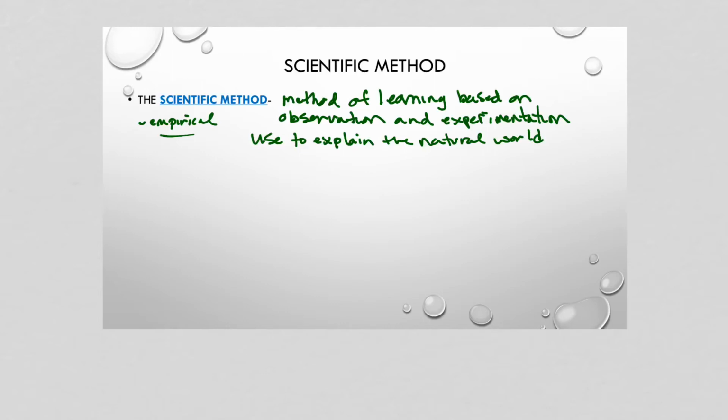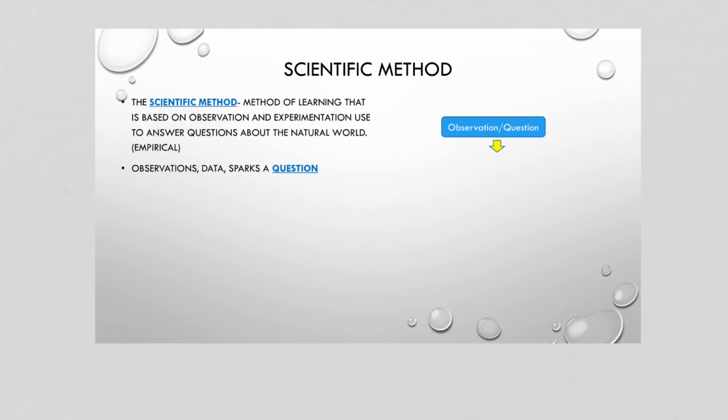Now, when we think about the scientific method, one of the things is this idea of observations, collecting data, and questions, right? So, making these observations, collecting this data leads to questions sometimes. So, the first step in our scientific method, or usually the beginning of the scientific method, is some question or some set of observations that you want to try to explain, that you want to try to answer.